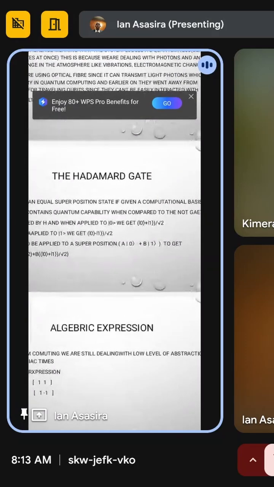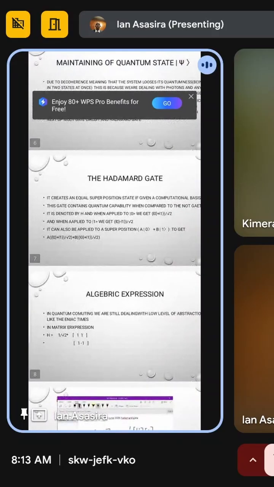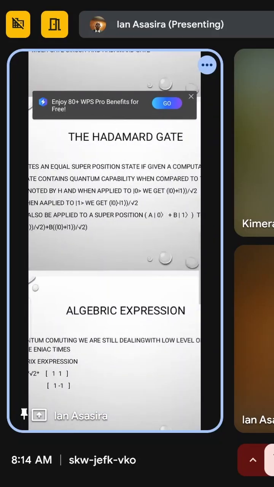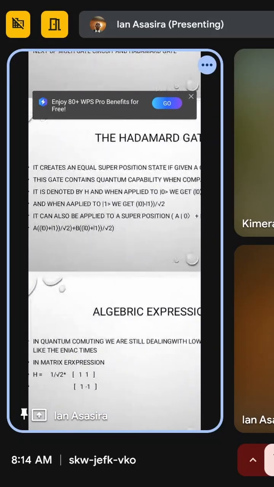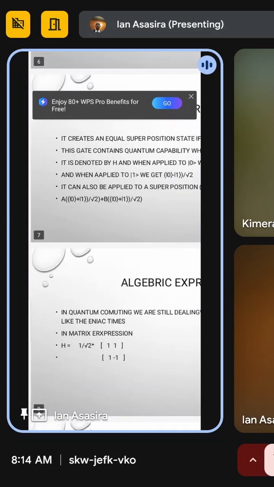So this is the equation: alpha ket 0 plus beta ket 1. Alpha can represent a complex number, and so can beta. So it turns them into this state. This looks a bit untidy, but that's how it looks. It's better when it's written.